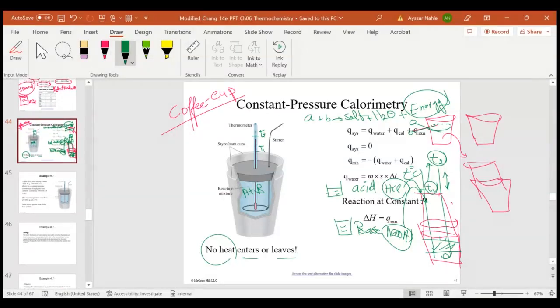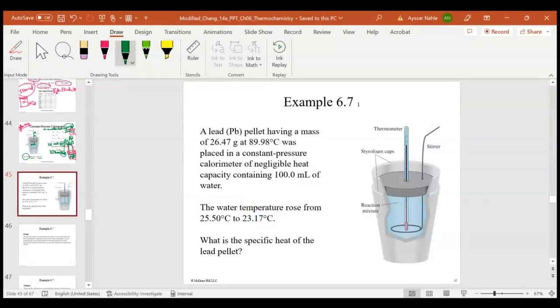Okay. All right, now let's have a look at this example. A lead pellet. You have a piece of lead, a lead pellet that has a mass of whatsoever. So we know the mass of this lead. At whatever temperature, that's the T of the lead, okay? It means the lead is being heated, right? Because room temperature is 24, 25.